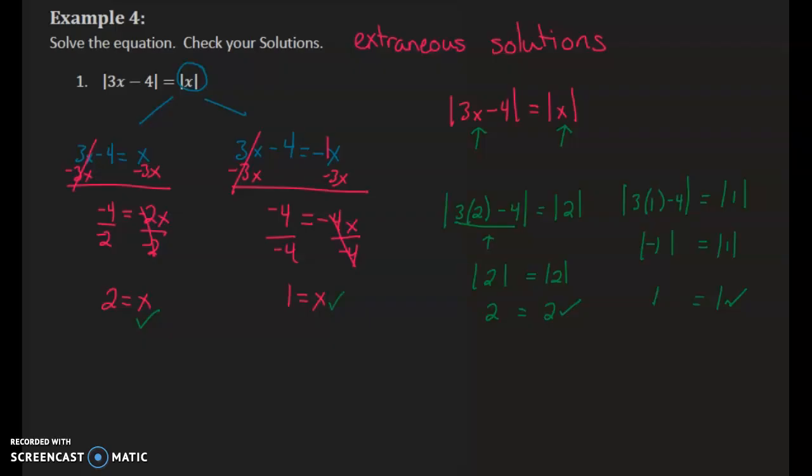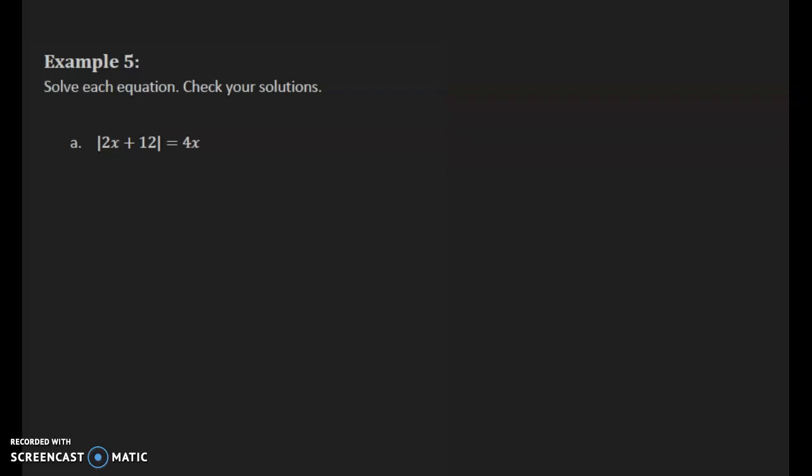So when you need to check for extraneous solutions is when it's an absolute value problem and there's a variable on both sides of the equal sign. This problem you're going to set up the same way. It's an absolute value equation with a variable on both sides. Even though there's not absolute values here, it's still going to work the same way. So we're going to have 2x plus 12 equals 4x, and 2x plus 12 equals negative 4x. Go ahead and solve both sides and see what your potential solutions are.